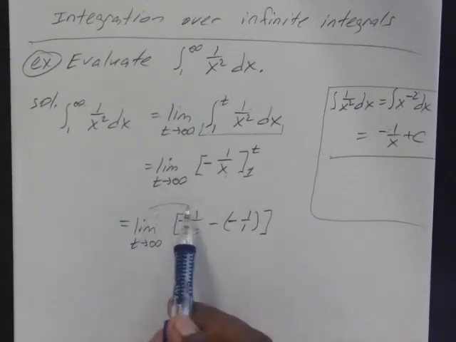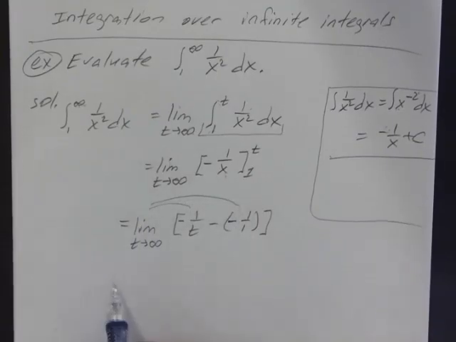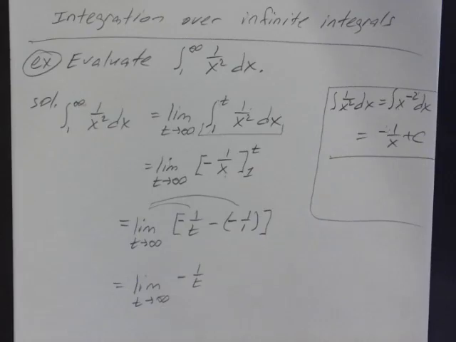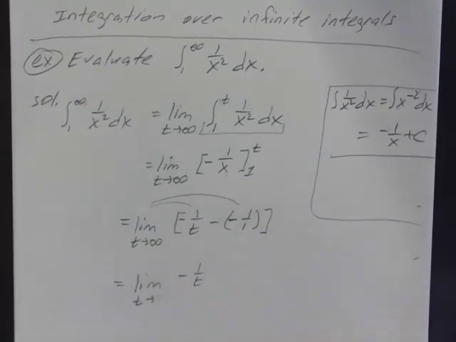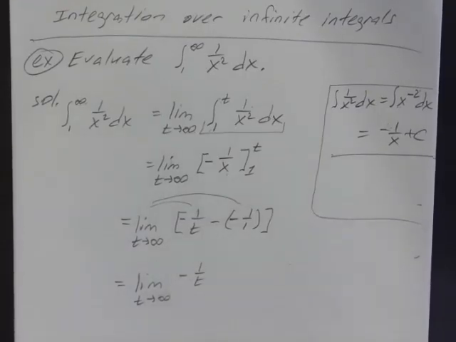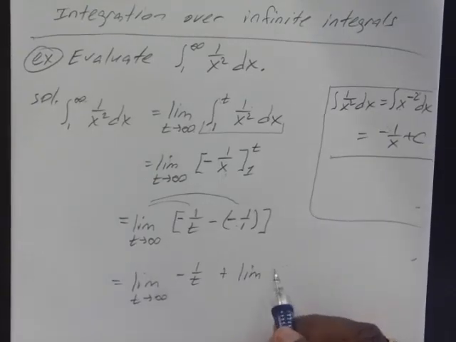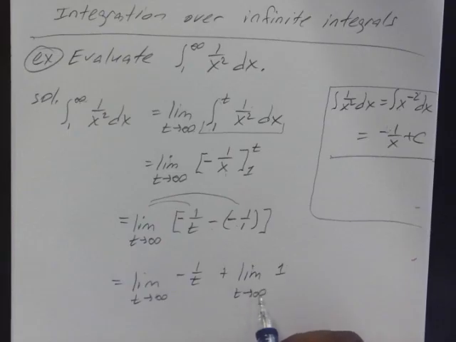Okay. So if we apply the limit to both of those terms, that's the limit as t approaches infinity of negative 1 over t. Or if you want, you can factor the negative out to the front and just have it 1 over t. Completely up to you. Here we go. And that minus negative becomes a plus the limit of 1 as t approaches infinity.